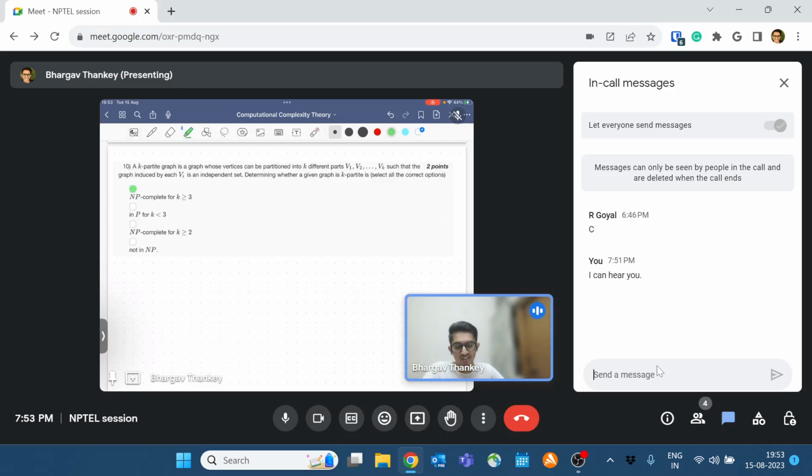Okay. Now let's look at C. So let's fix k equals 2. When k equals 2, does this problem resemble some problem that we already know? This is the problem of bipartite graphs, right, and I can solve bipartite in polynomial time. So then this is true, right?